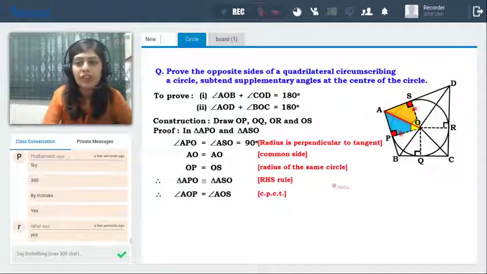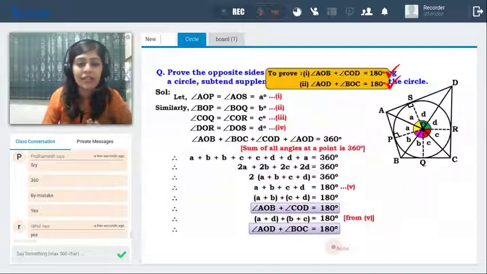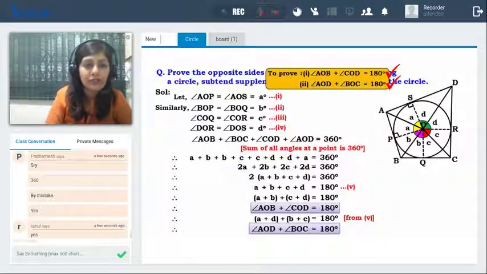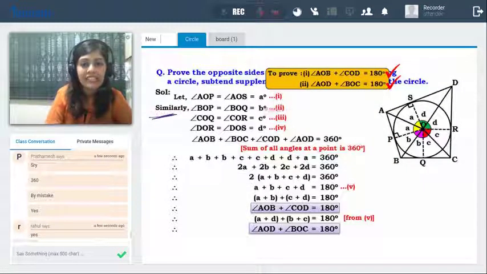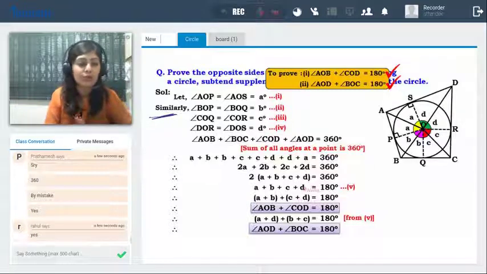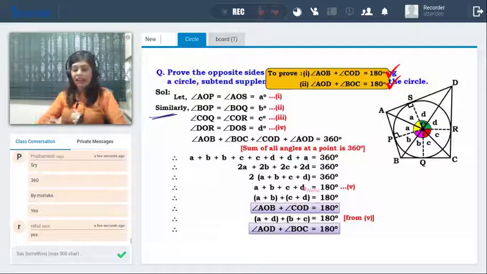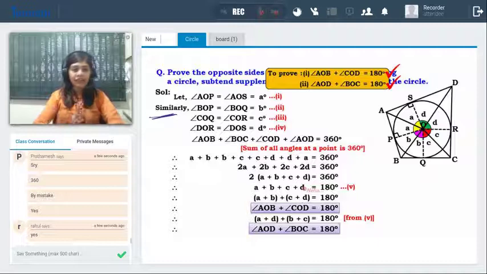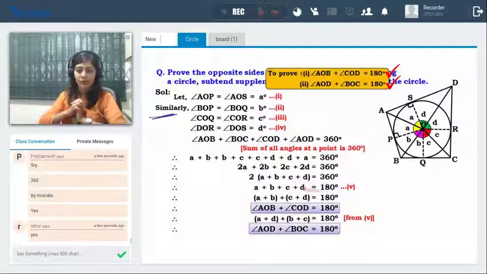So once you prove 2 triangles congruent, for the remaining just say similarly. Use this beautiful magic word, similarly. Just name all the angles, and this is what we have done. Yes, students, any doubts still here? If any doubts, kindly ask, or else we'll stop our session for now.